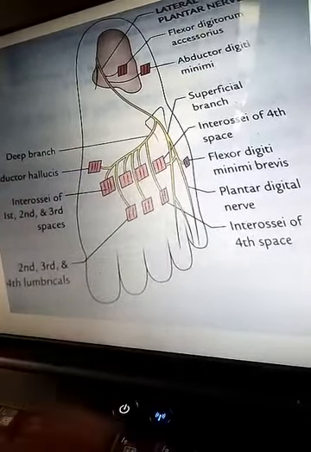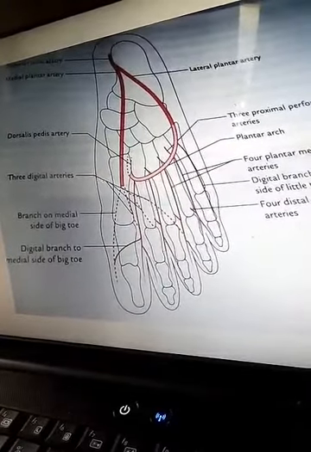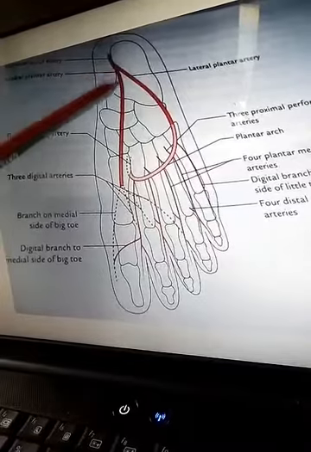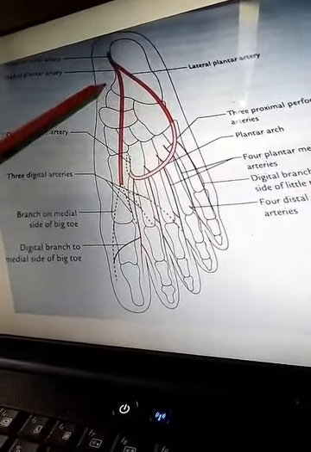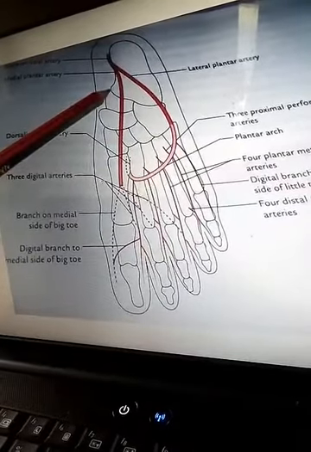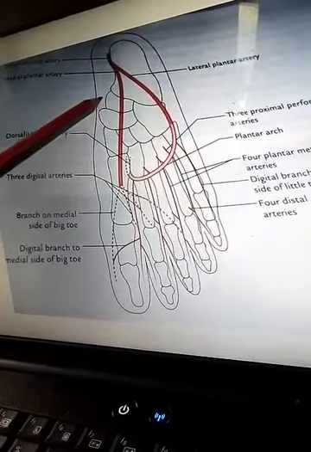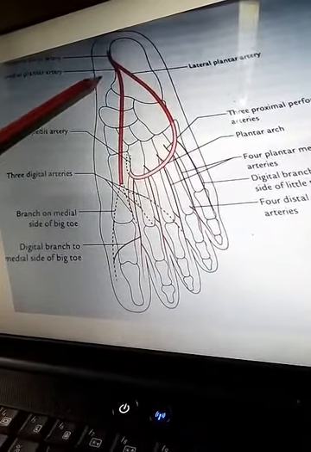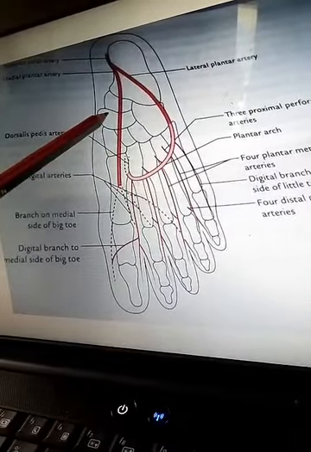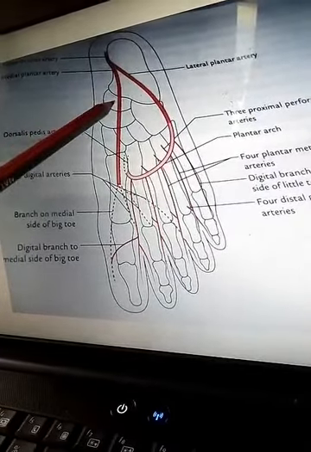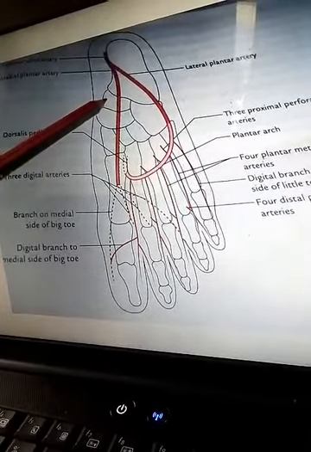Now plantar arteries. There are 2 plantar arteries, medial plantar artery and lateral plantar artery. Medial plantar artery is the smaller terminal branch of the posterior tibial artery. It arises below the flexor retinaculum and appears in the sole deep to the abductor hallucis, accompanied by the medial plantar nerve on its lateral side.